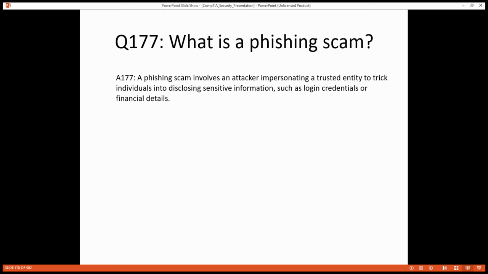Q177. What is a phishing scam? A177. A phishing scam involves an attacker impersonating a trusted entity to trick individuals into disclosing sensitive information, such as login credentials or financial details.